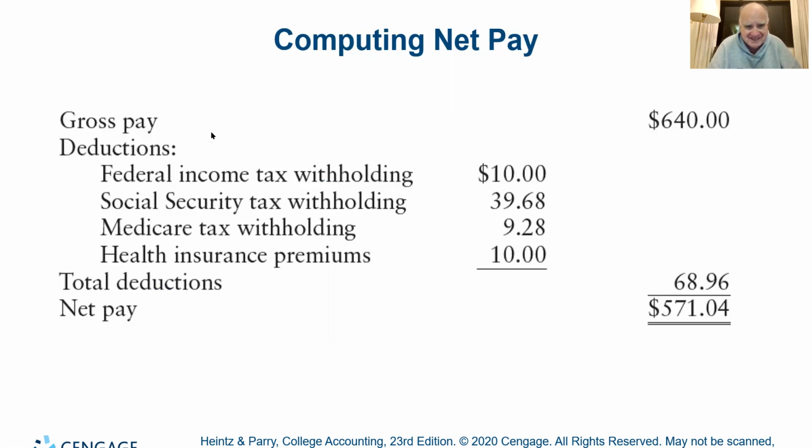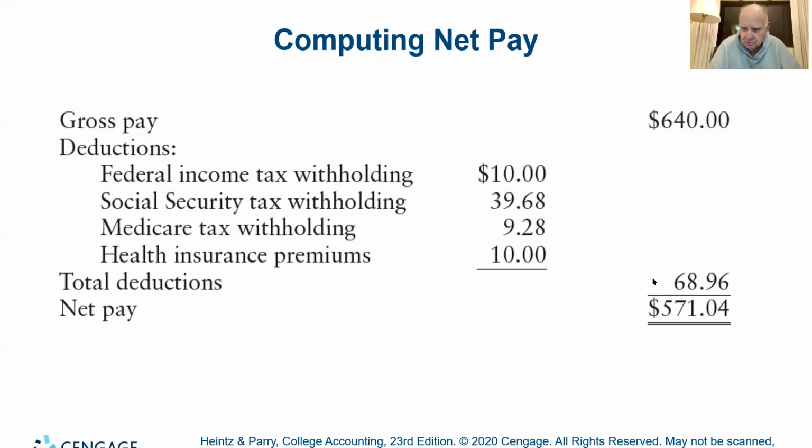You credit FIT withholding, something like that. Or I like withholding federal income tax, withholding Social Security, withholding Medicare, withholding health insurance, etc. These are all credits. Your only debit's going to be the gross pay. These are credits. These are liabilities. And we add up those deductions, $68.96.